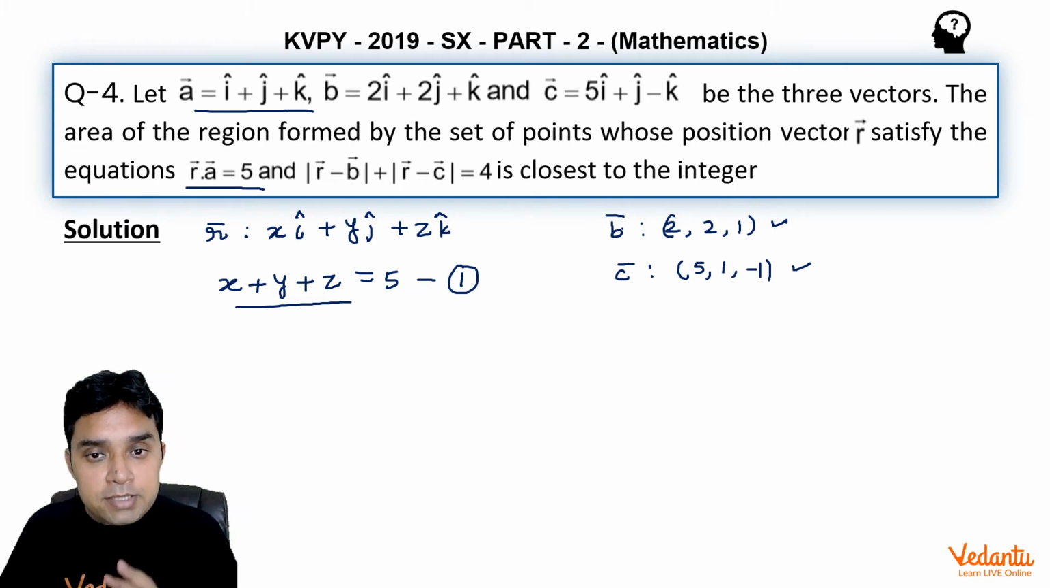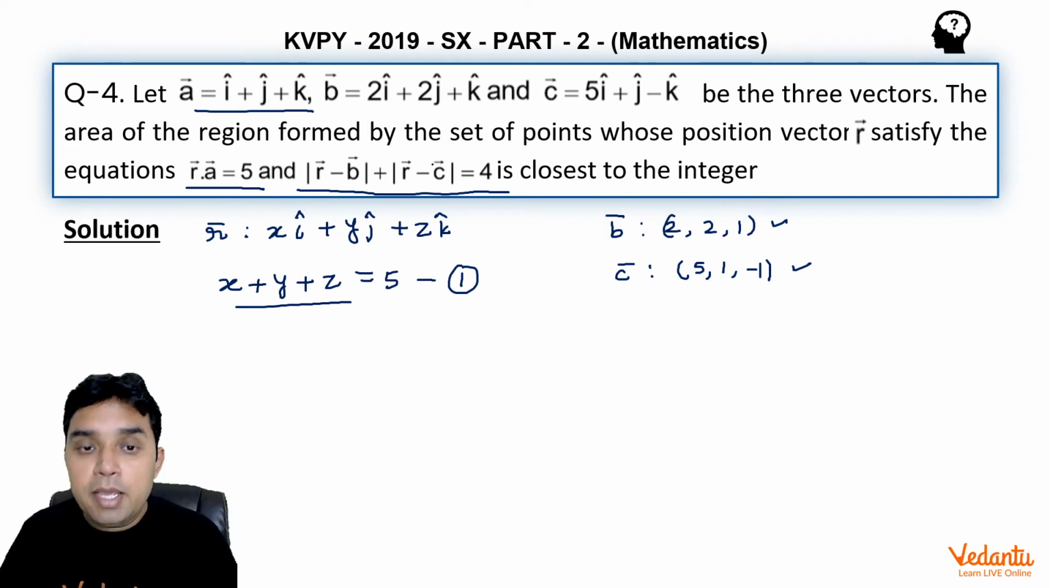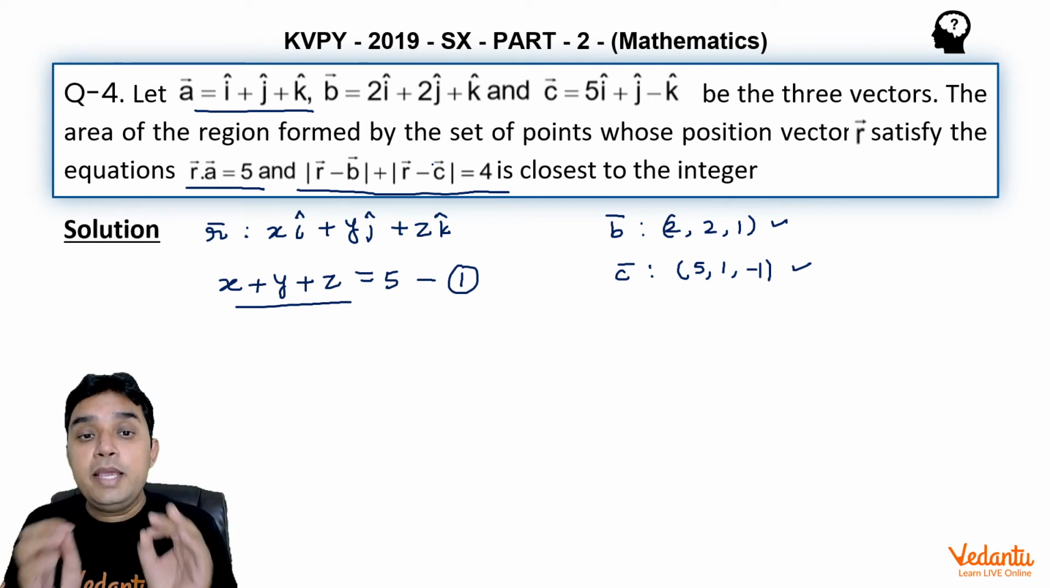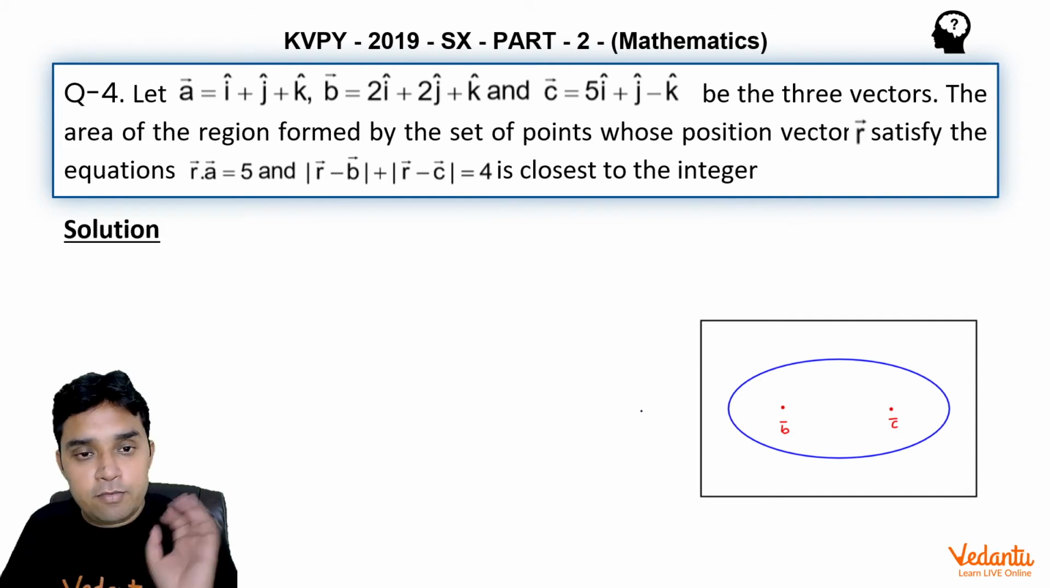Now as they both are lying in this plane, and there is another relation here which says that the sum of distances of R from B and C is equal to 4, that's constant, and that's a characteristic property of a conic called an ellipse.